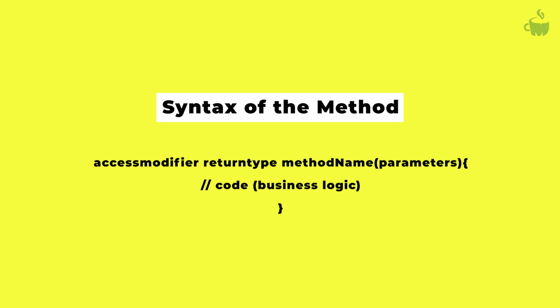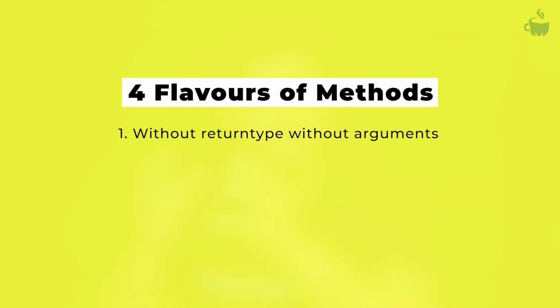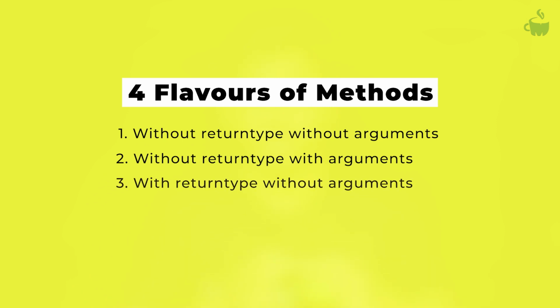Now, depending upon the requirement, we may pass data as an argument or we may not pass data as an argument. And once a method performs some action, if you want to return some data, then you can mention that in the return type. Or if the method does not return anything, you have to mention that as void. So depending upon the combinations of return type, no return type, with arguments, without arguments, we have 4 different flavors of methods. The first one is without return type and without arguments. Second is without return type with arguments. Third one is with return type without arguments. And fourth one is with return type and with arguments.